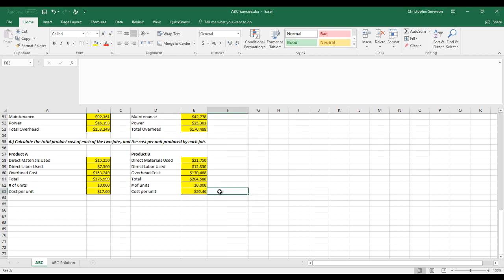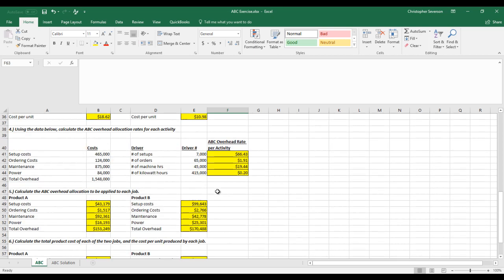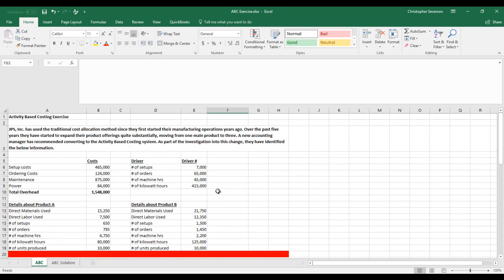So hopefully this exercise has helped to clarify this concept, the various steps for calculating the rates, applying the overhead, all of that. But as always, if you have any questions as you go through these, please let me know.